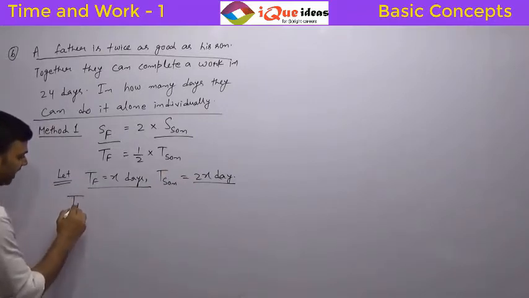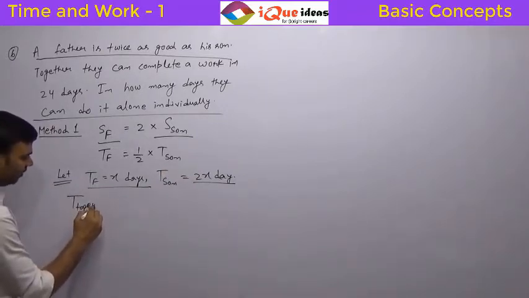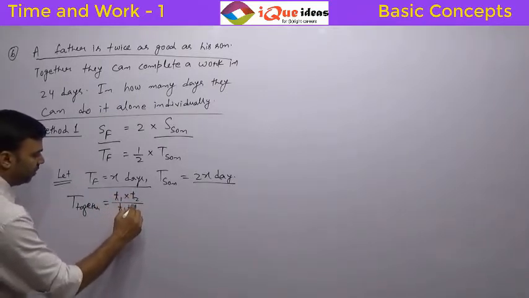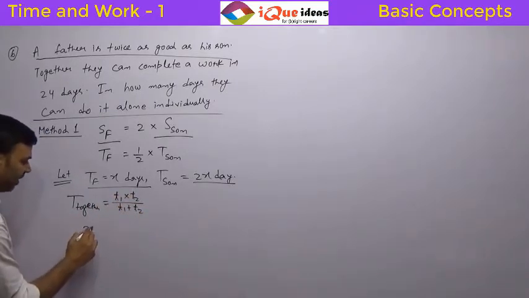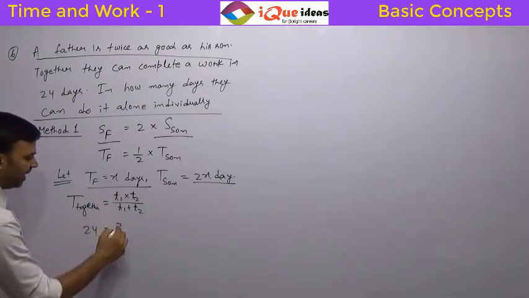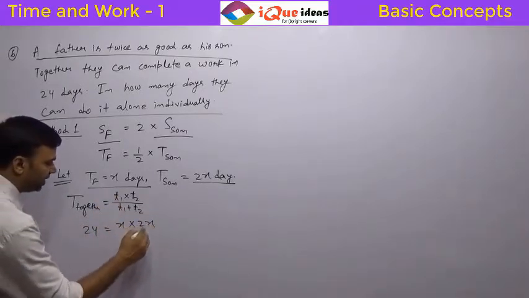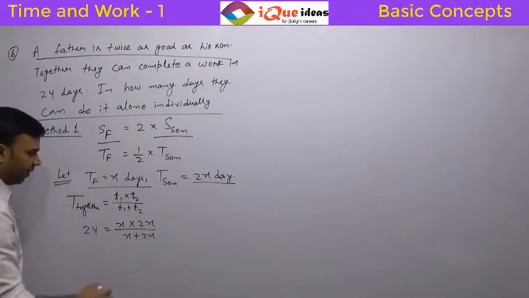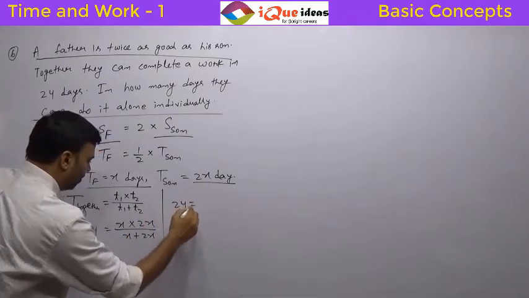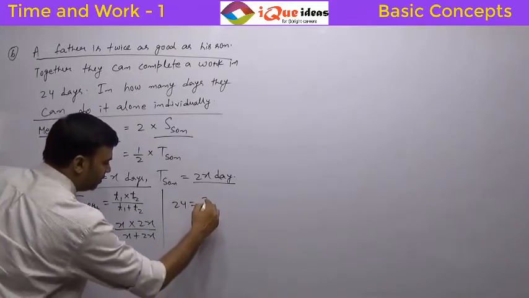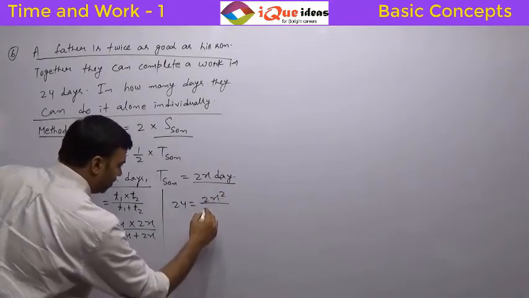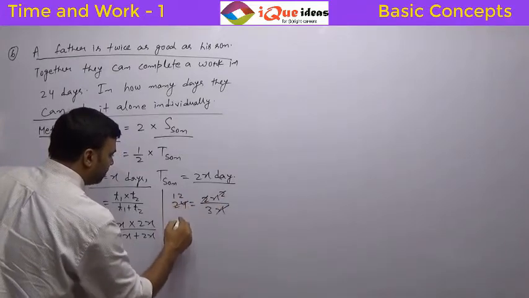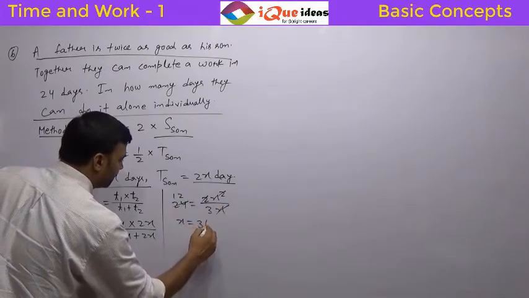So that means time together, we know the formula of T1 into T2 upon T1 plus T2. Here time together is given 24. Time of father is X. Time of son is 2X. So X into 2X divided by X plus 2X. So from here we get 24 equal to X into 2X is 2X square, X plus 2X is 3X. So 1X is cancelled. 2 cancels 24 12 times. So X is equal to 12 into 3, 36.